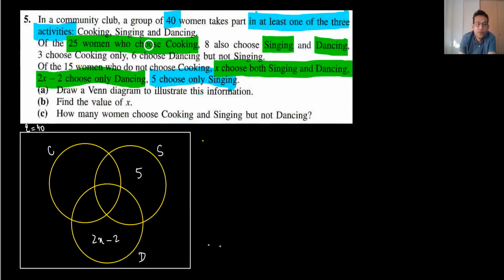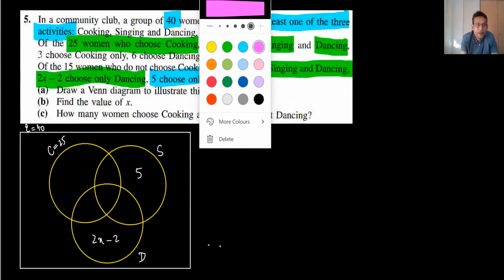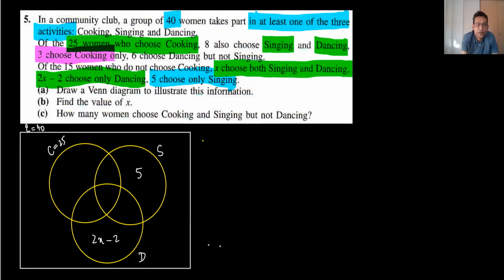Of the 25 women who choose cooking, okay, it means there are 25 here. Cooking, altogether 25. Of the 25 women who choose cooking, 8 also choose singing and dancing. 8 also choose singing and dancing. So now we have to think about it. I'm working on it. 3 choose cooking only. I'm writing this, 3 choose cooking only. So let me write here. Check. 3 choose cooking only, so I can write 3 here first of all.